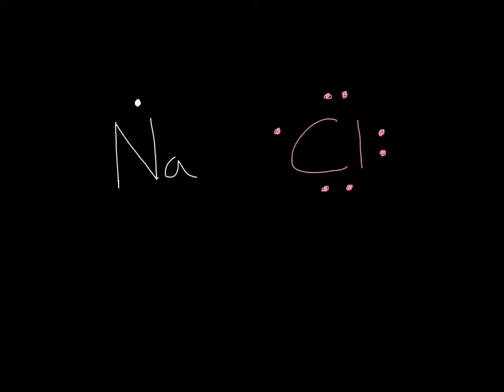Let's take, for example, sodium and chlorine. Sodium's got one valence electron that it wants to get rid of. Chlorine's got 7, wants to get one more. Hey, sounds like a perfect relationship. So sodium's going to take its one valence electron, and it's going to donate it over to chlorine. And now sodium has its full octet, so it's happy. Chlorine has its full octet, so it's also happy.